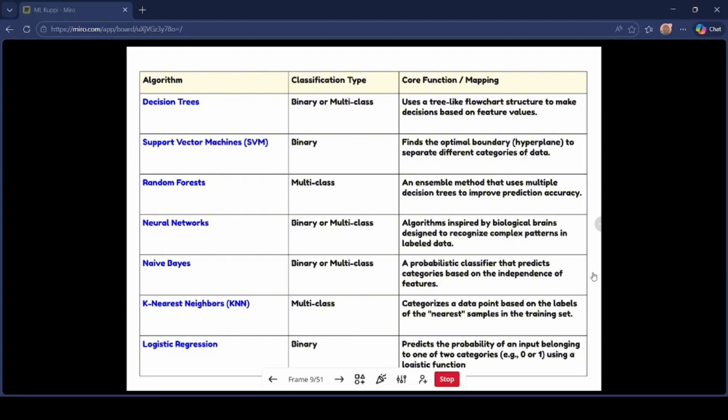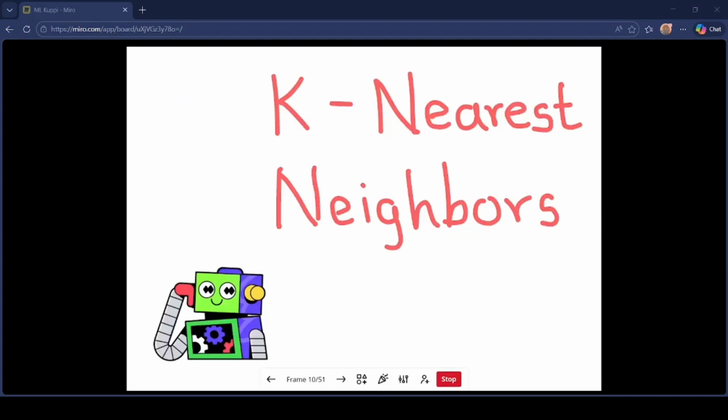Okay, so now we will be going into a few individual classification models. We'll be looking at how the math works.